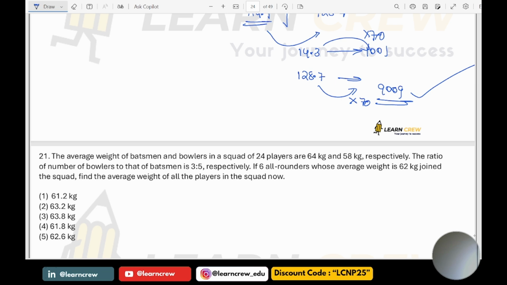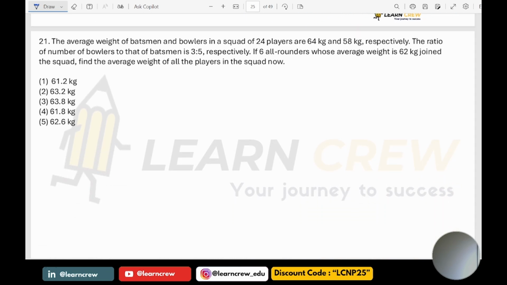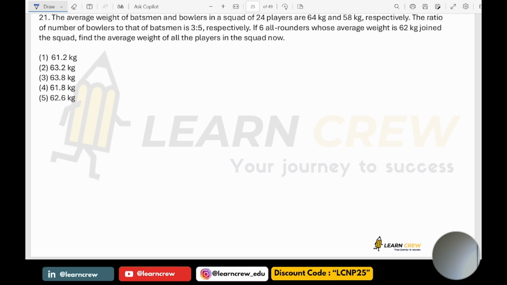Next, the average weight of batsmen and bowlers in a squad of 24 players is 64 kg and 58 kg respectively. The ratio of the number of bowlers to the number of batsmen is 3:5 respectively. If 6 all-rounders whose average weight is 62 kg join the squad, find the average weight of all players in the squad. So here it is given that the ratio of the number of bowlers and batsmen is 3:5.